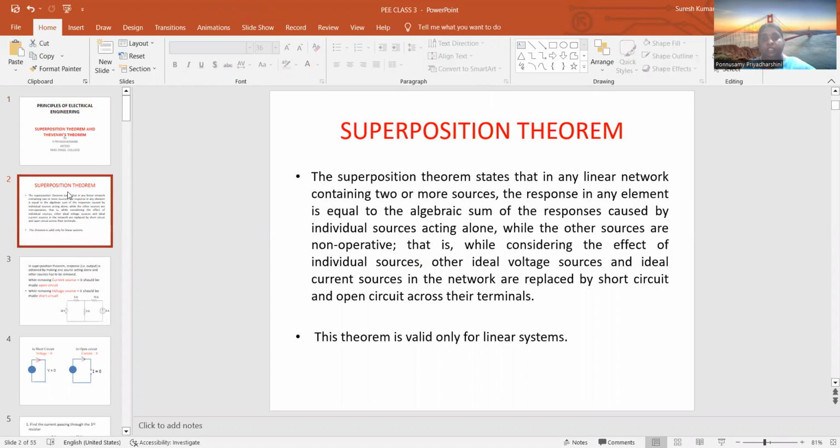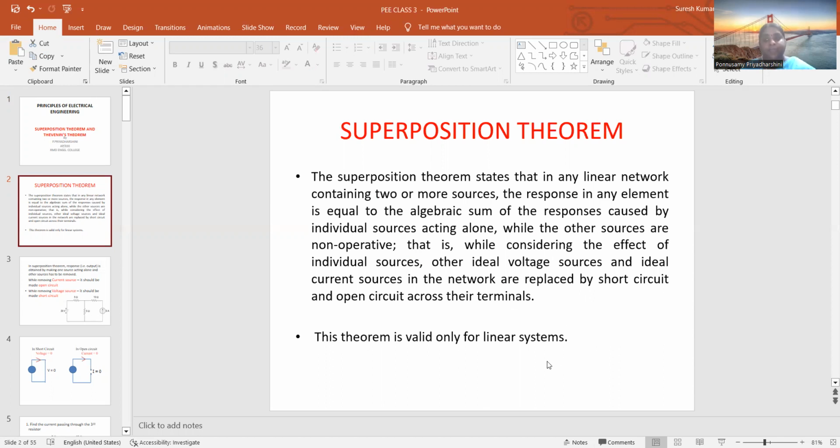The superposition theorem states that in any linear network containing two or more sources, the response in any element is equal to the algebraic sum of the responses caused by the individual sources acting alone, while the other sources are non-operative. That is, while considering the effect of individual sources, the other ideal voltage sources and ideal current sources in the network are replaced by short circuits and open circuits across the terminals. And this theorem is valid only for linear systems.